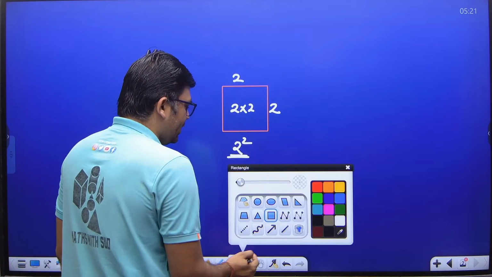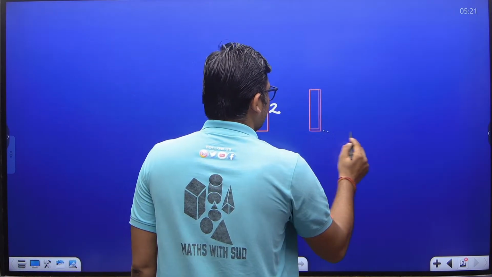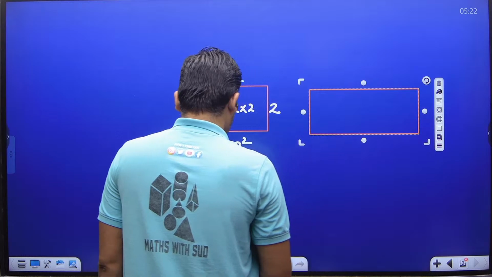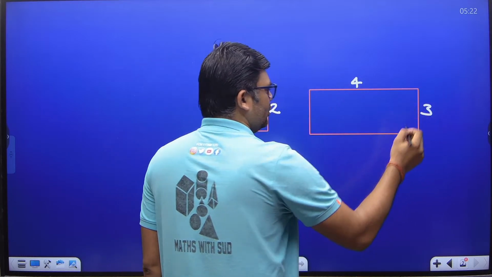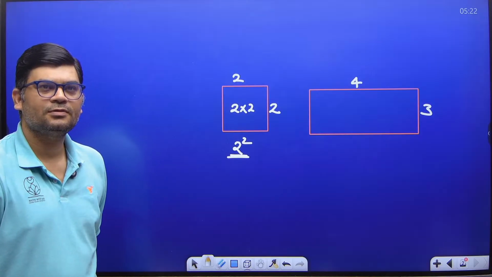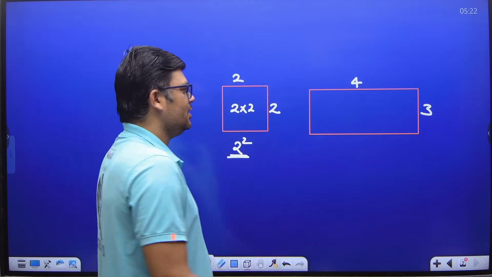Suppose I make a rectangle, then there is another shape which is a rectangle. Suppose this is 4, this is 3. What could be the area of this? Length times breadth, that is 12.